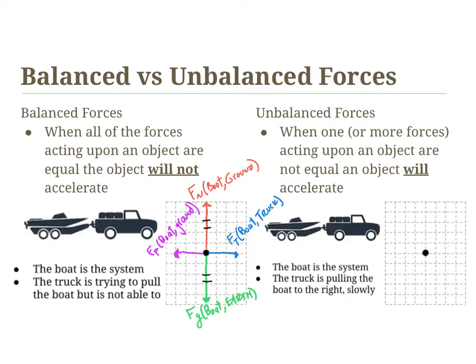Okay. And because the boat is not moving, the number of tick marks would be the same. So that's when you have balanced forces. So when the object is not moving in any direction or accelerating in any direction, all of the forces are the same or canceling each other out. Then you have unbalanced forces. And so in this case, the boat is the system, and the truck is pulling the boat to the right, but it happens to be going slowly.